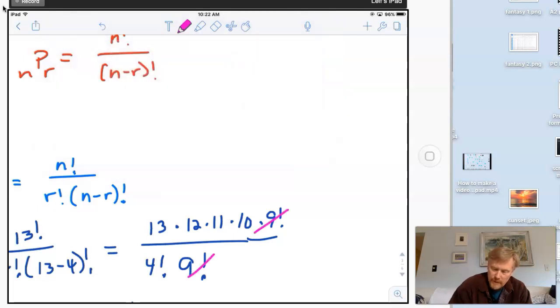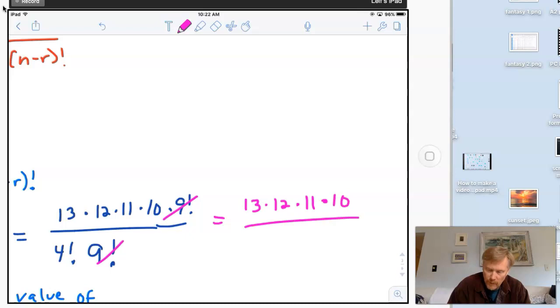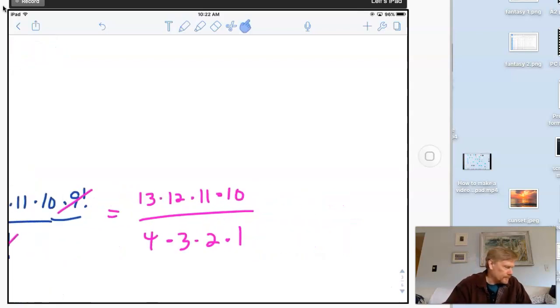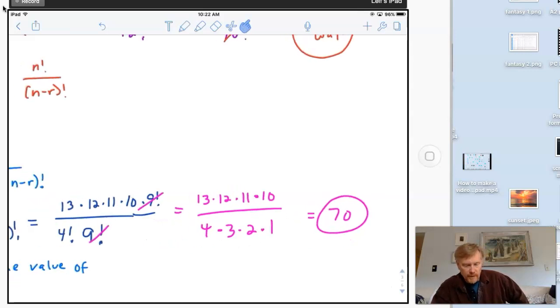Now I can cancel out the 9s, right? And now what I'm left with is 13 times 12 times 11 times 10 over 4 factorial, which is 4 times 3 times 2 times 1. And if you go and punch that into your calculator now, you should get an answer of 70. Okay, that's the answer. If you multiply all that stuff out and divide, okay?